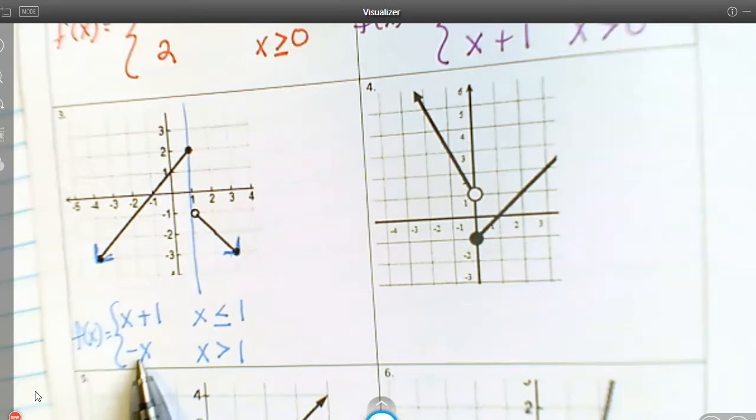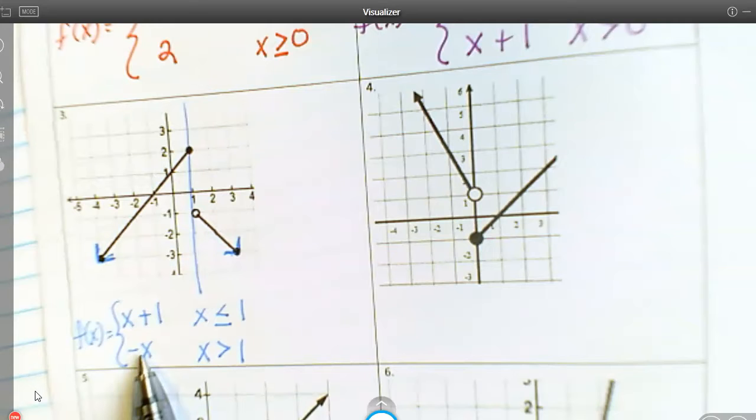Don't forget about the slope though, because it's really easy just to put an x there, but notice the fact that it's going down, so that would be a negative.